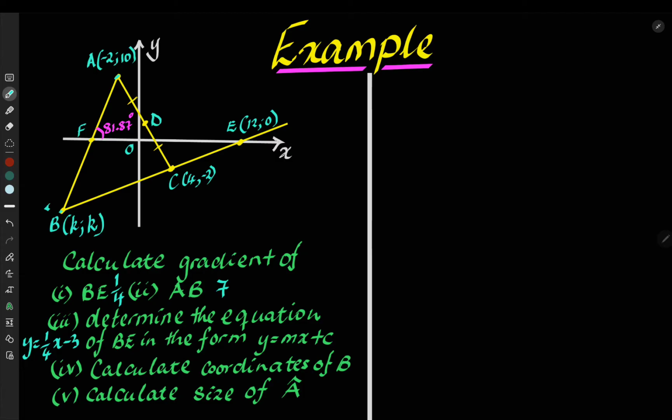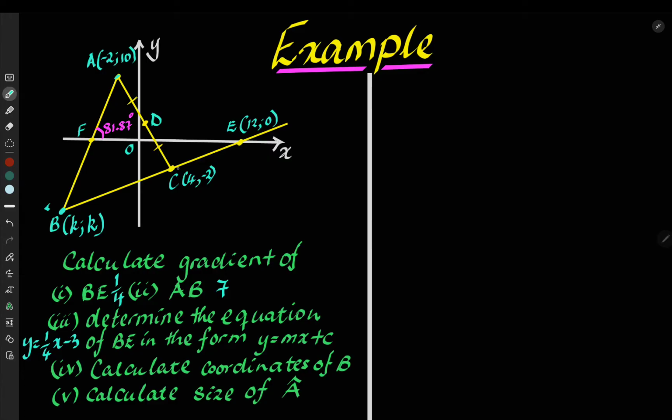Now, moving on to part 4, we are asked to determine the coordinates of point B. That is the point B that has the coordinates k, k. You can see that the point B is collinear with points C and E. Because it's k, k, you know that it will be the same value for the x and the y coordinate, because they are the same.